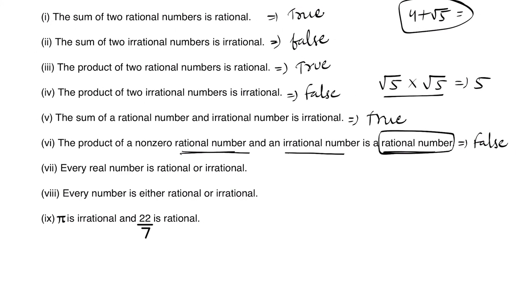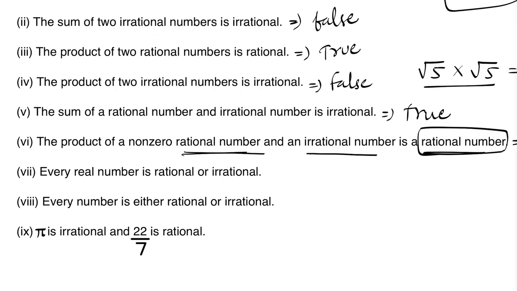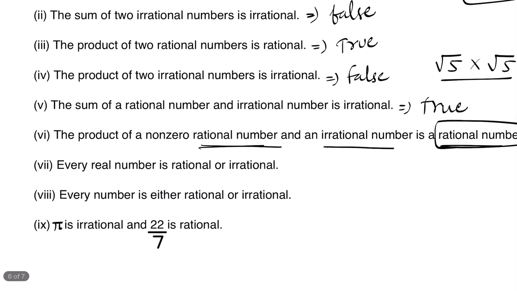Now, every real number is a rational or irrational number. Every real number, this statement may not be right, so this is false. Every real number is a group of rational and irrational numbers. It may be rational and may be irrational, but not always rational and not always irrational.